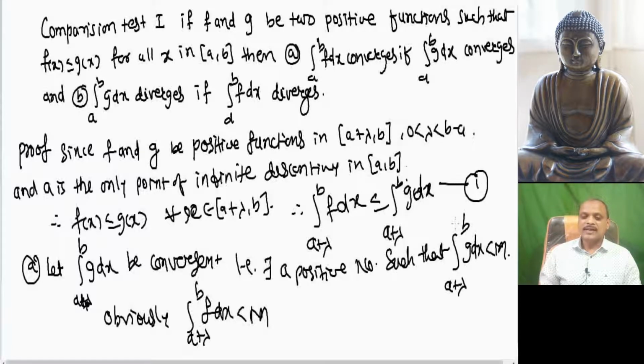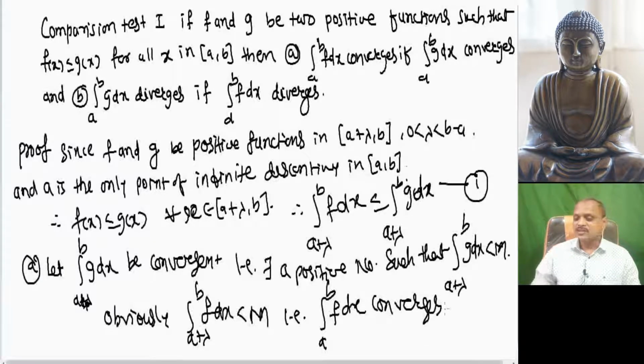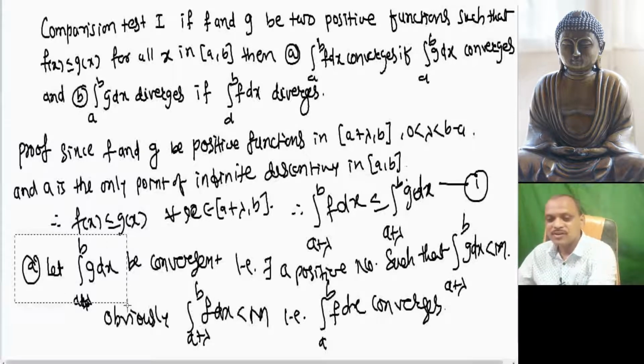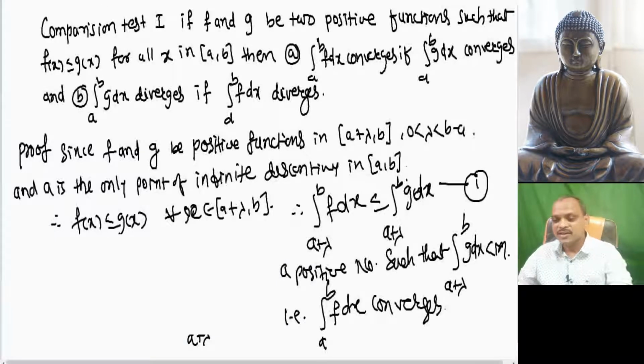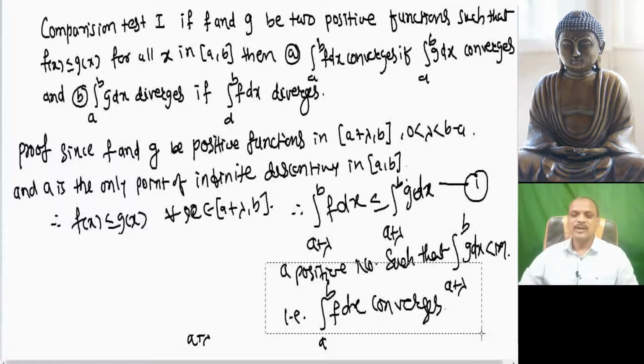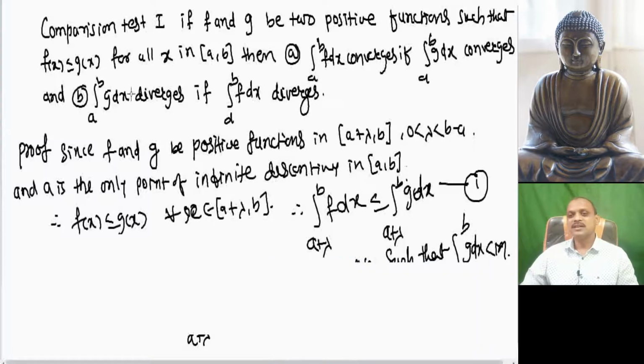So that means that the integration of f between the limits a to b converges. Now friend, the second condition means the integration of f is divergent. If it is divergent, it is not bounded. If f is not bounded, then from equation 1 the integration of g is also not bounded. If it is not bounded, g is also divergent. So its proof is very easy.